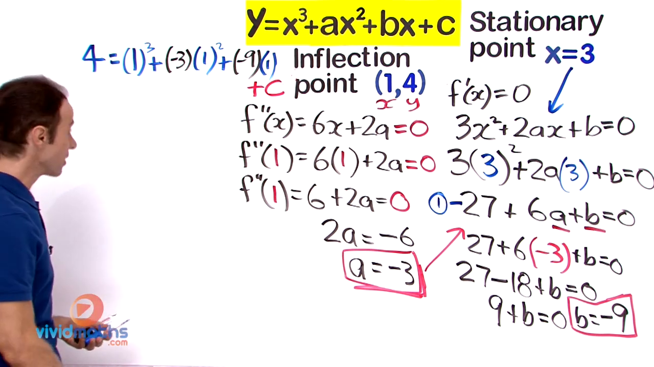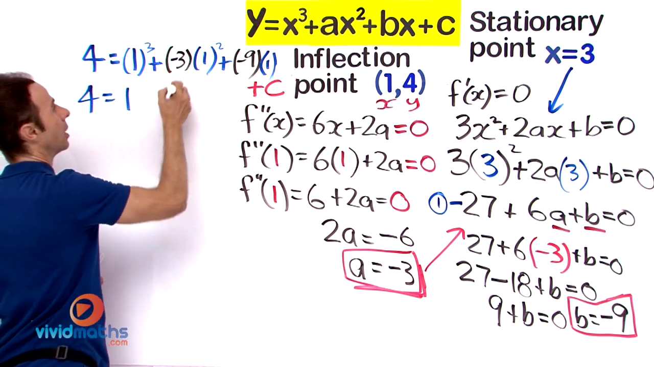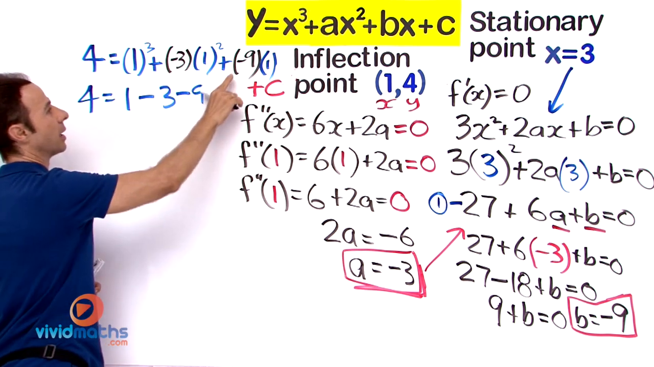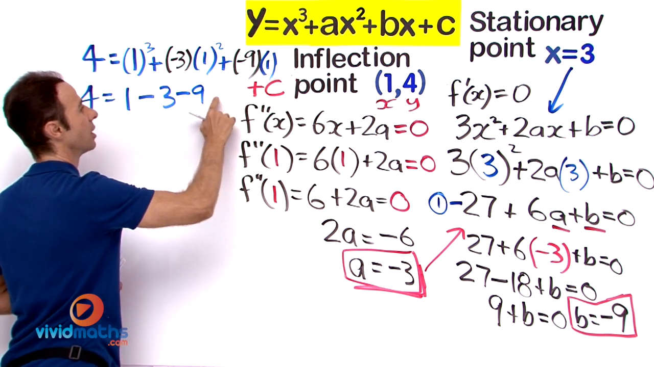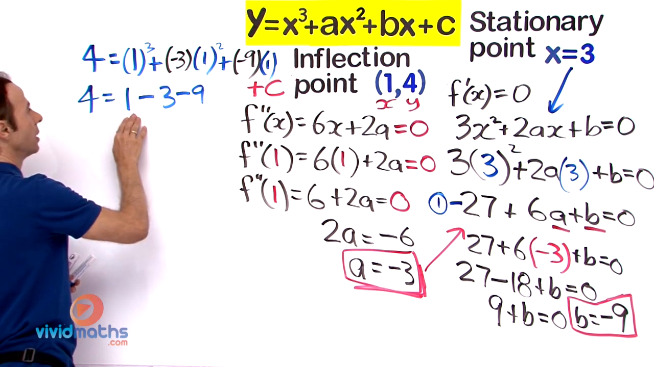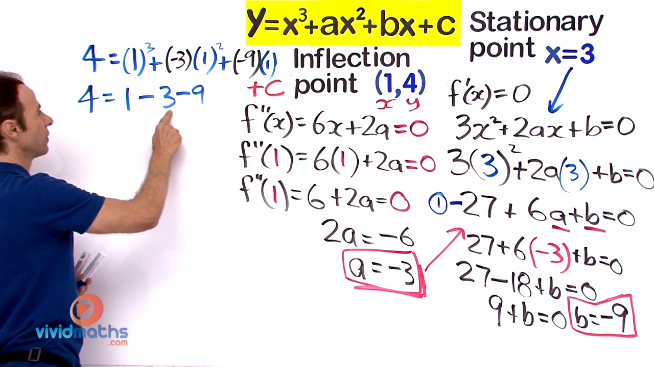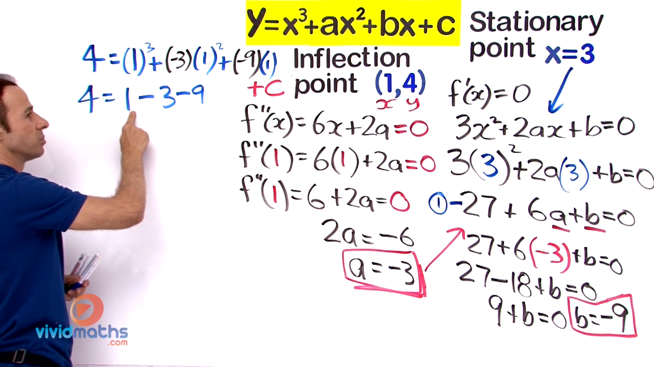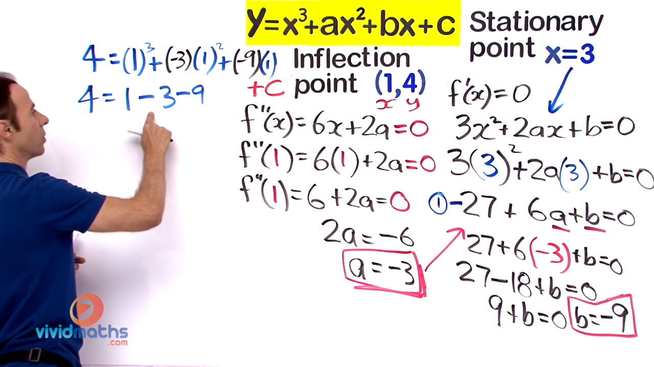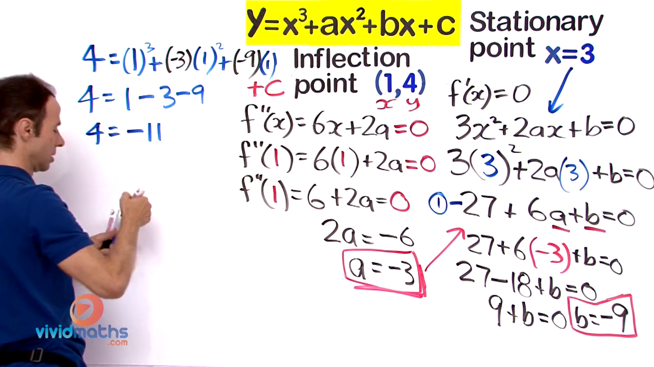Okay, let's further simplify this over here. So we have 4 equals 1 minus 3 minus 9, that's negative 9 times 1, minus 9, plus c. So there's our plus c there. So let's start to work with this. 1 minus 3 minus 9, that's going to give us minus 12. Plus 1 is going to be minus 11. Minus 12 plus 1 is minus 11. So 4 equals minus 11 plus c.